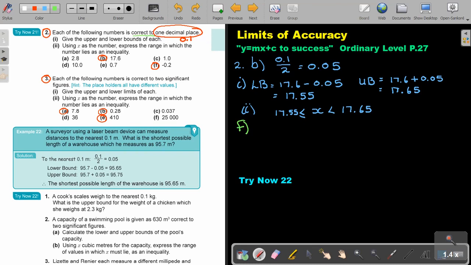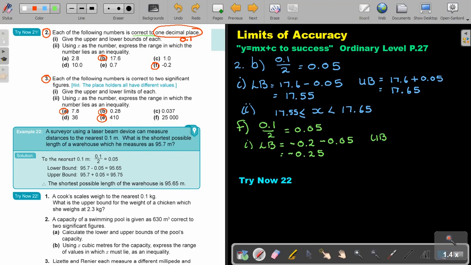Again, it's one decimal place, so it's still 0.1 divided by 2, and it's 0.05. So for my lower bound, I'm just going to take negative 0.2, and I'm going to subtract 0.05. And that is going to give me an answer of negative 0.25.